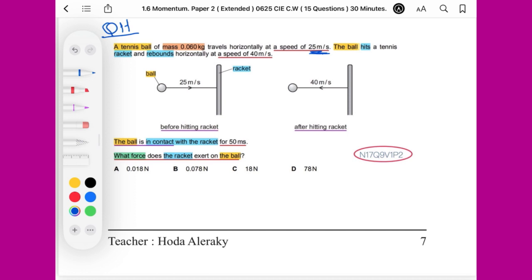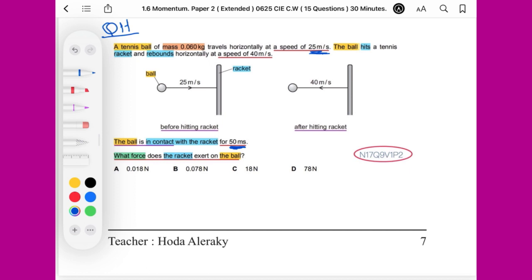The ball hits a tennis racket and rebounds horizontally at a speed of 40 meter per second. So speed 40 meter per second, it's the magnitude of the velocity. It's not the velocity. So you have to consider the directions. You have to pay attention. If you have opposite direction, you should follow the rule we apply, that you have to put the negative sign. The ball is in contact with the racket for 50 ms.